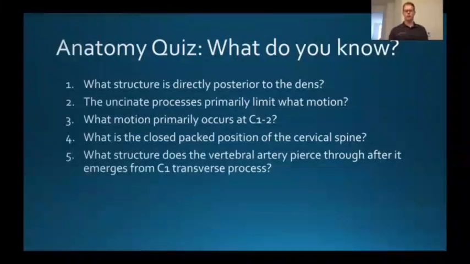What structure does the vertebral artery pierce through after it emerges from the C1 transverse process? And that is going to be the posterior OA membrane. And that's important because really it's more for regional anatomy purposes. It's important to know that the vertebral artery passes through the posterior OA membrane.